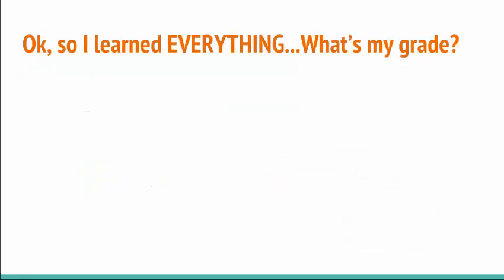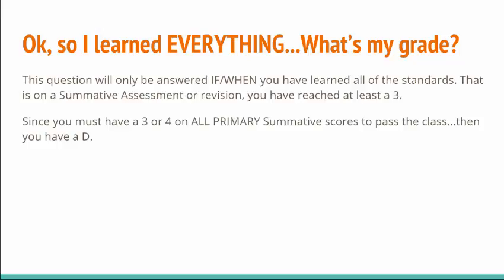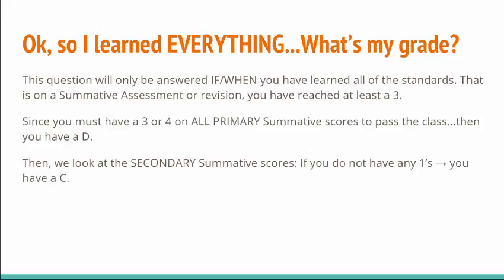Okay, so I've learned everything. That means you've shown a 3 or a 4 on everything. What's my grade? This question will only be answered if and when you have learned all of the standards. I'm going to repeat. That is, on a summative assessment or a revision, you have reached at least a 3 on all of the learning standards. Since you must have a 3 or 4 on all the primary summative scores to pass the class, then you'd have a D. Then we look at the secondary summative scores.